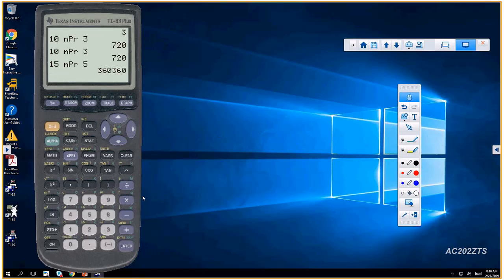All right. So that's how you do that. And of course, you can do nCr the same way. Type 10, math, probability, nCr, and 6. Okay, so that's how you use nCr and nPr.